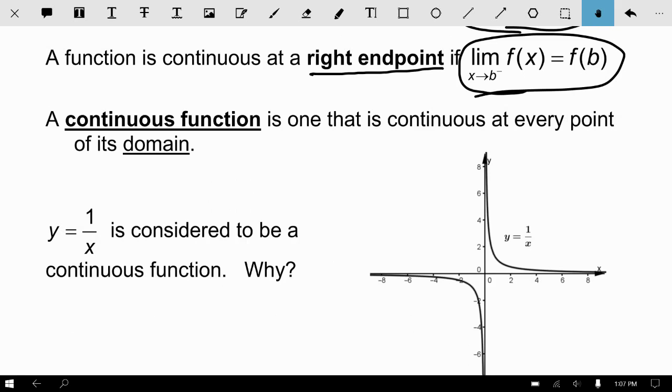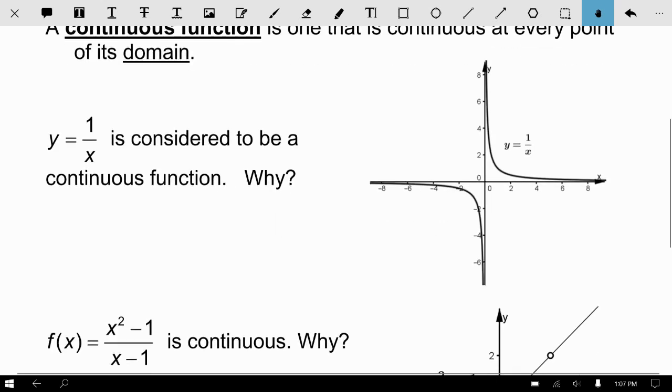Okay, so this is where we're going to get into something that I like to call verbal gymnastics a little bit with continuity. A continuous function is one that is continuous at every point of its domain. So what that means is, if I say a function is continuous, that means if you see any discontinuities in that graph, I am eliminating those discontinuities by restricting them from the domain. So let me show you an example of what I mean by that.